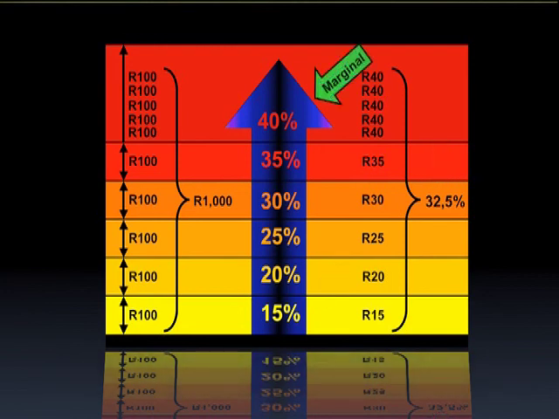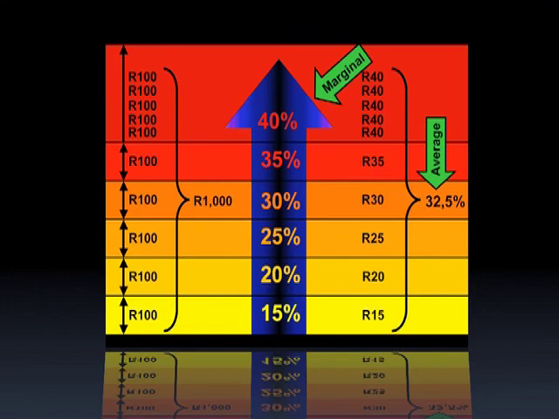The 40% in this example is what's called his marginal rate, and the 32.5% is called his average rate.